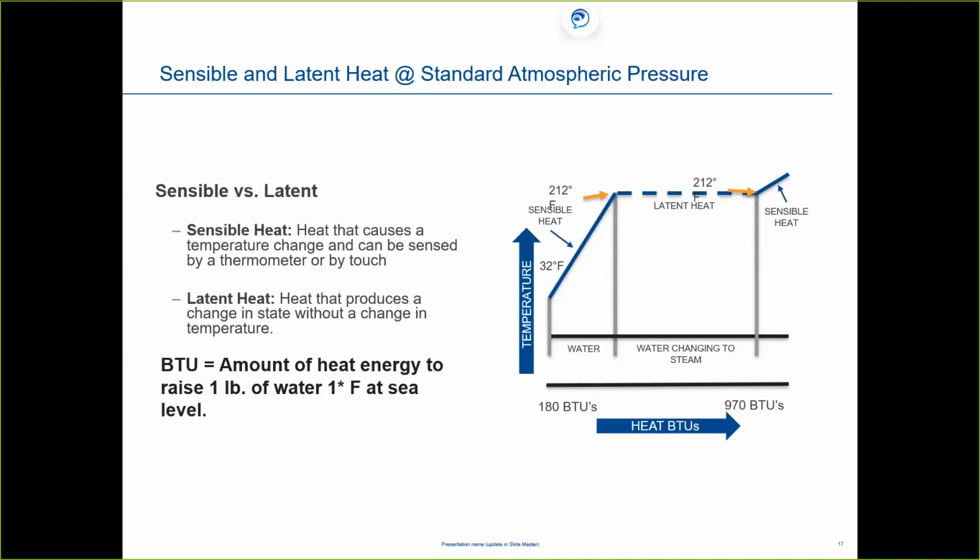In Denver, it's going to be different, obviously. But what it's saying is a BTU equals the amount of heat energy to raise 1 pound of water 1 degree Fahrenheit at sea level. So at the 32-degree mark, we've come out where there's no ice. There would be ice and water here at 32 degrees, and that would be latent.